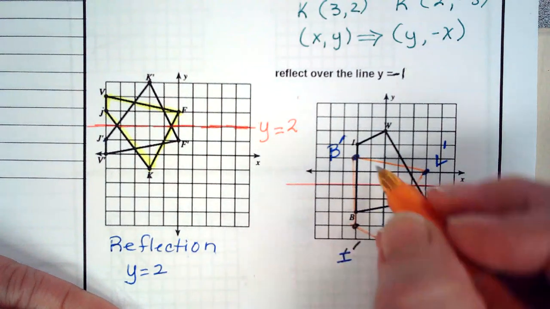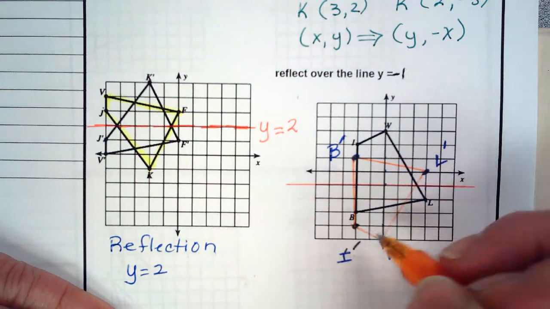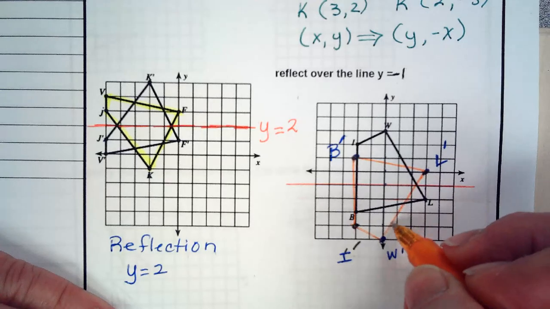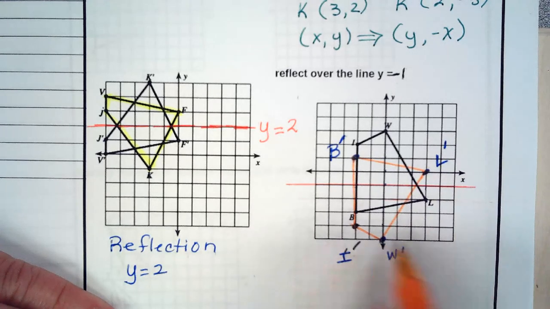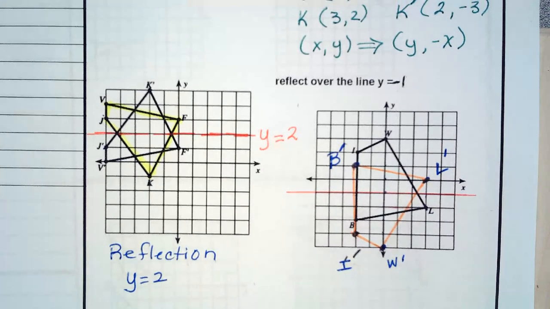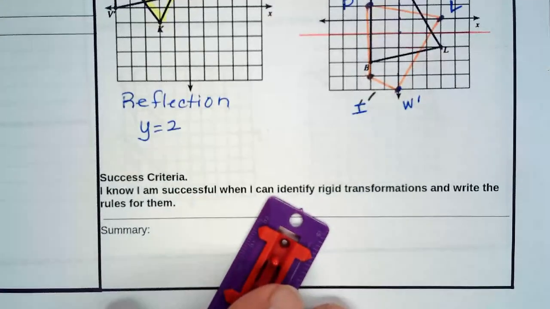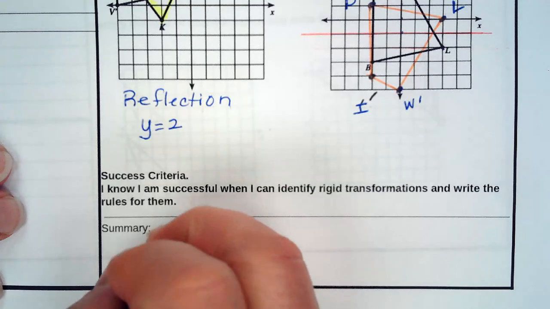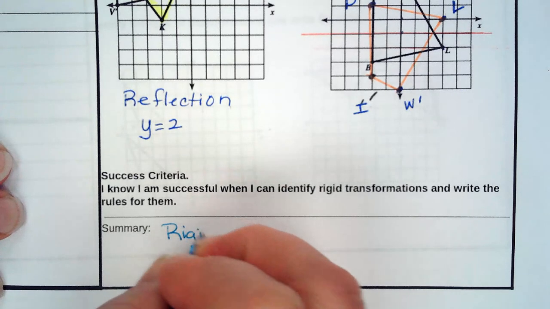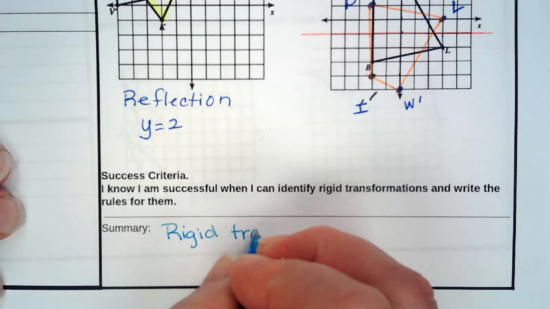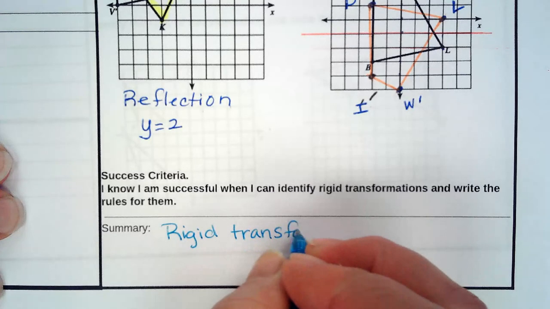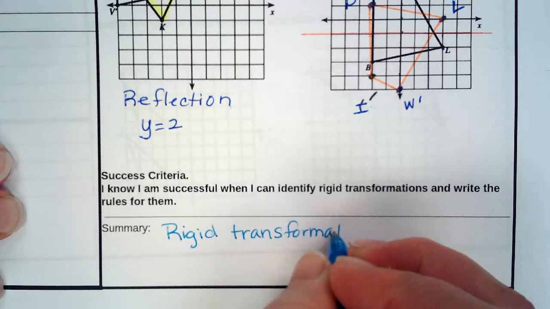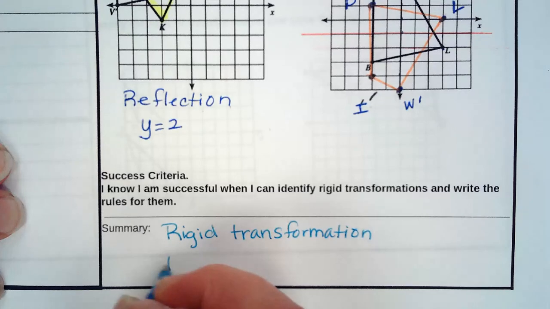So to do a reflection, you have to start by drawing your line of reflection, and then you make it a matter of counting points. How do you know you're successful? You know you're successful when you can identify what type of transformation it is and write the rules. Rigid transformations and their rules.